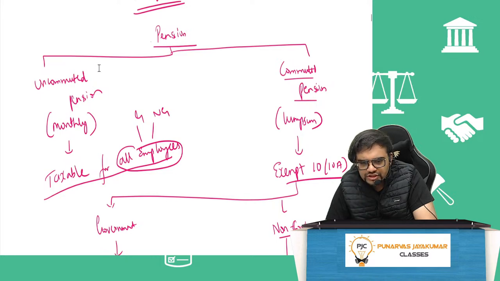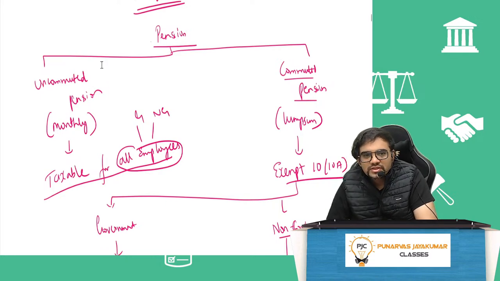Uncommuted pension, monthly pension, is taxable for all employees, government and non-government. Government employees may not earn much in terms of salary, but they'll mint money through bribes anyway. So whatever you're getting monthly, whether you're a government or non-government employee, it is fully taxable, like normal. Commuted pension is the lump sum.